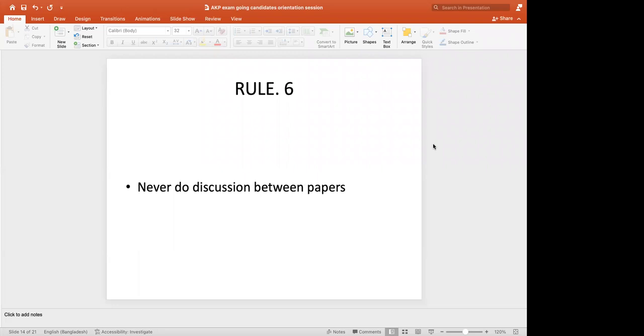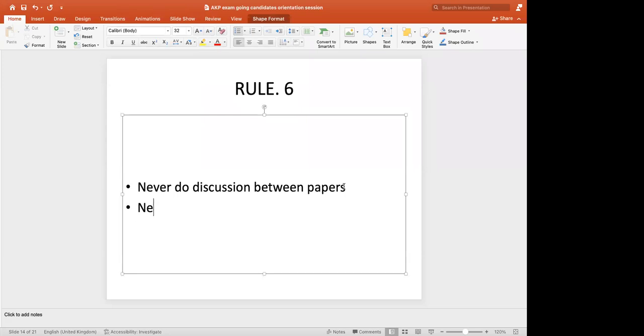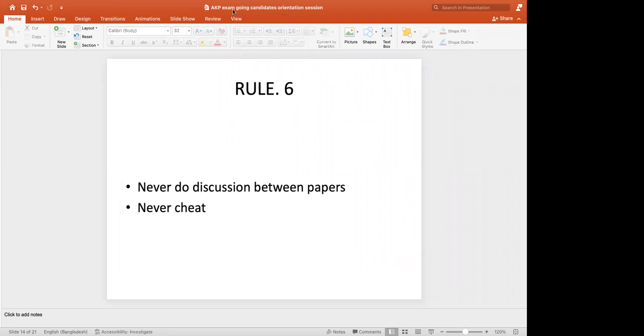Rule number 6, never do discussion between papers. What does it mean? Never ever cheat. Cheating is not only bad for the exam, cheating is bad for every part of your life. Trust me, I sometimes teach ethics in my class. If you cheat someone and cause that person some loss, suppose you are sharing the records or the notes that were prohibited, this cheating will come back to you somehow, someday. Someone will cheat you the same way, and you will be in a loser position. So don't ever cheat anyone.